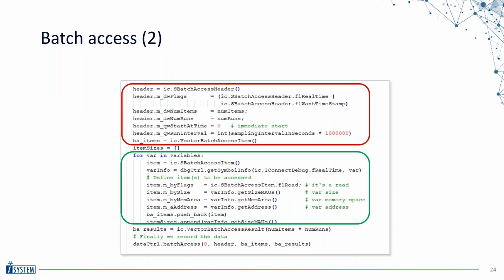For instance, this is a short example of the batch access. We need to prepare in advance the list of variables. Then we need to define the number of items in this list, the number of loops, the runs, and then the timing interval, and then the batch access will return the sampled variables, for instance, in this case. This is, of course, real-time access.